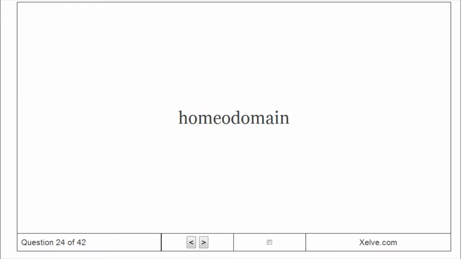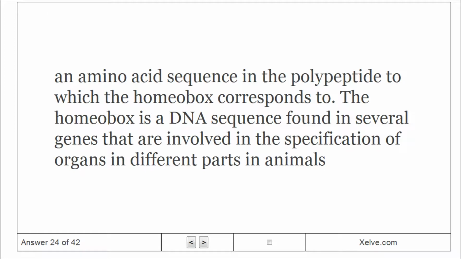Homeodomain. An amino acid sequence in the polypeptide to which the homeobox corresponds. The homeobox is a DNA sequence found in several genes that are involved in the specification of organs in different parts of animals.